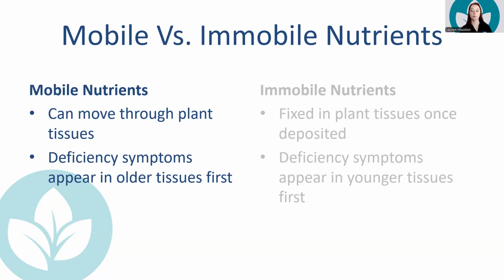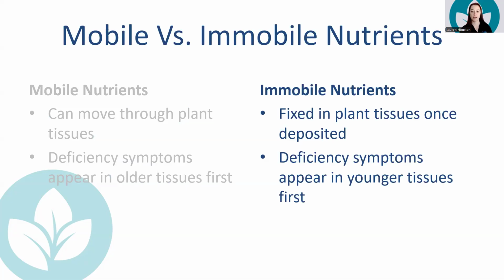So typically plants will move mobile nutrients to actively growing sections. This is why mobile nutrient deficiencies appear first in older leaves, as those nutrients are removed and transferred to the younger tissues. Immobile nutrients, however, cannot be moved once they've been deposited in plant tissues. And when a deficiency occurs of an immobile nutrient, the plant will show symptoms in younger, more actively growing tissues first.